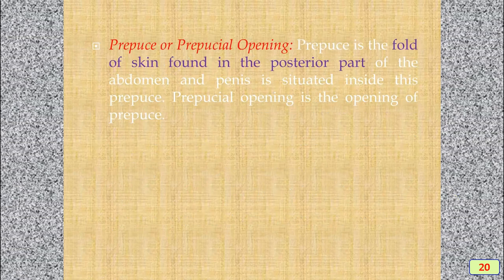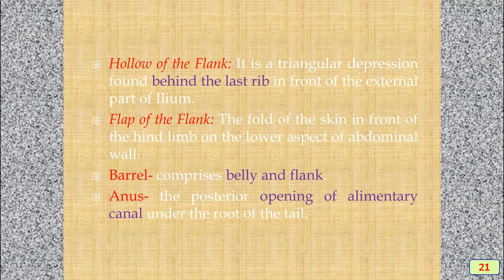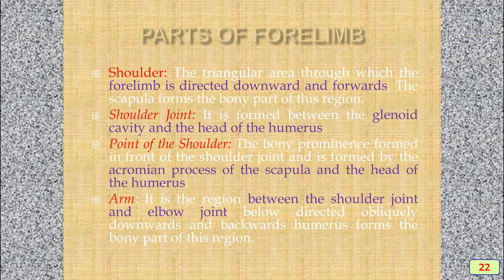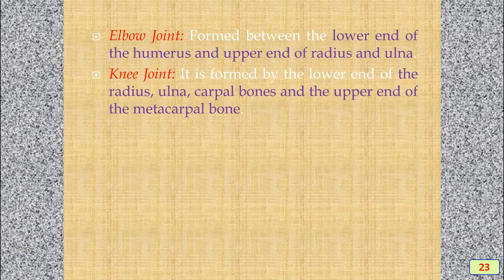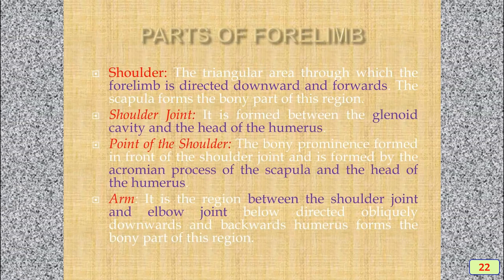The prepuce, or preputial opening, is the fold of skin around the posterior part in the case of a male. Then the hollow or flank, the flap of the flank, and the barrel, which comprises belly and flank. The anus is the end part of the digestive system. Then the forelimb: shoulder joint, point of the shoulder, then the arm. These are all parts of the forelimb.